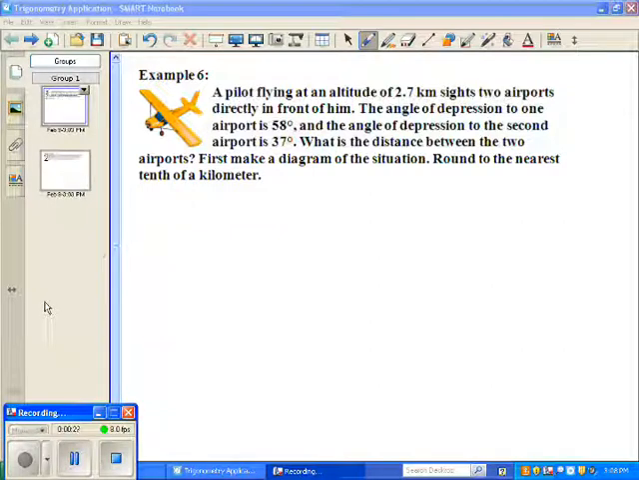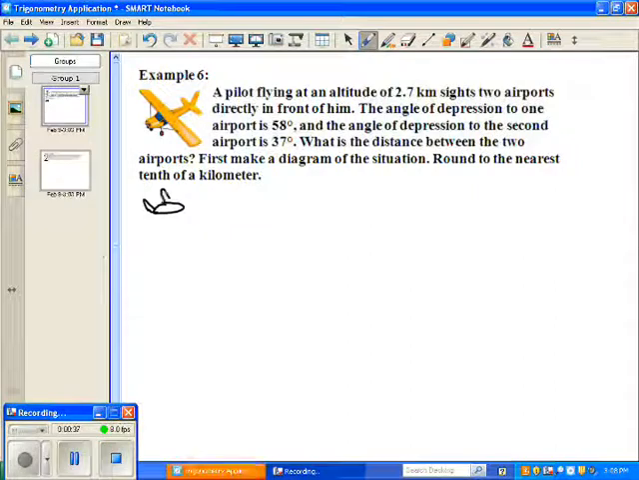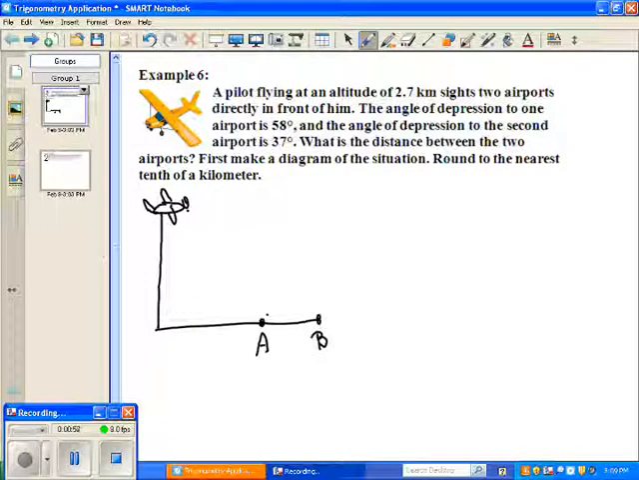Okay, so let's make a diagram, because with these it's hard to do any calculations unless we see what's going on. So imagine this little airplane flying along, and so the pilot looks down, and he sees two airports. So here's the ground, here's airport A, here's airport B. Now it's saying the airplane is 2.7 kilometers above the ground. Now here's the right angle, because the distance to the ground is just at a right angle to the ground. And so then we have the distance to one airport and the distance to the second airport.